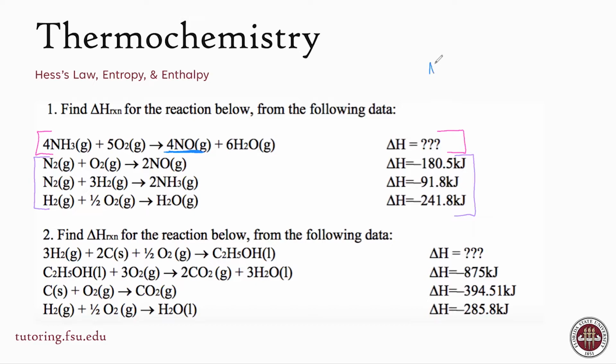However, when I write it out, you can see that I don't make enough NO, right? I have 2 here, but I need 4. So all I'm going to do is multiply this by 2. And then I get 2N2 plus 2O2 gives me 4NO. And now this 4NO is in agreement with what I have in my goal reaction. So now at least I have one product. Moving on.